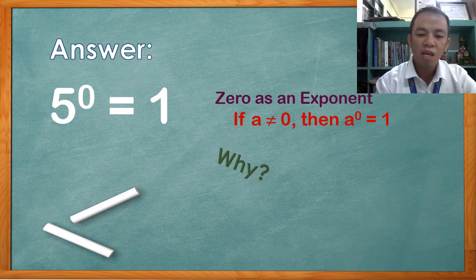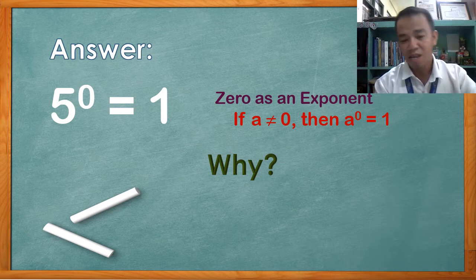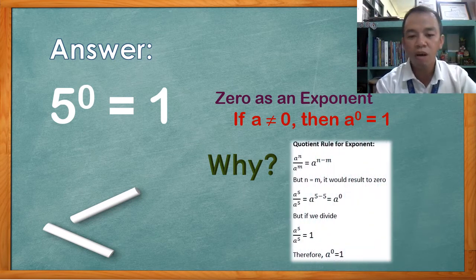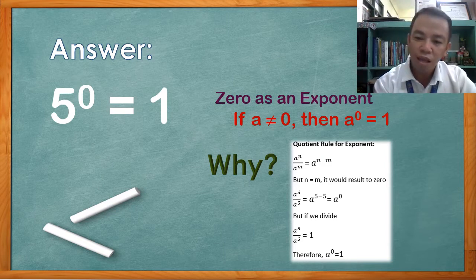Now, if you ask why 1? Let us recall the laws of the exponent. If you remember the quotient rule for exponents, you have a to the power of n divided by a to the power of m, that is equal to a to the n minus m. But what if n is equal to m? Then the exponent would result in 0.